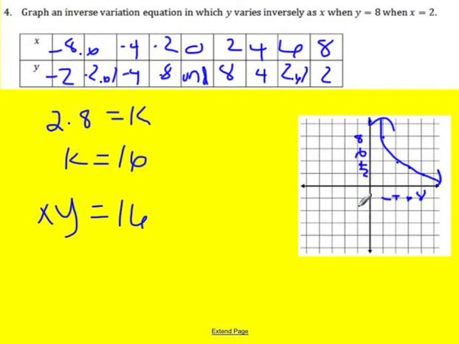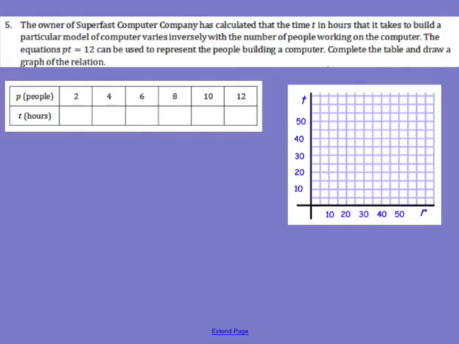Then we're going to do the same for the negative. Left 2, down 2, 4, 6, 8. Left 4, down 4. Left 6, down 2.67. Left 8, down 2. So again, it's going to be kind of swooping this way, never crossing that axis on either side. Okay, let's take a look at this last one here, which is number 5.